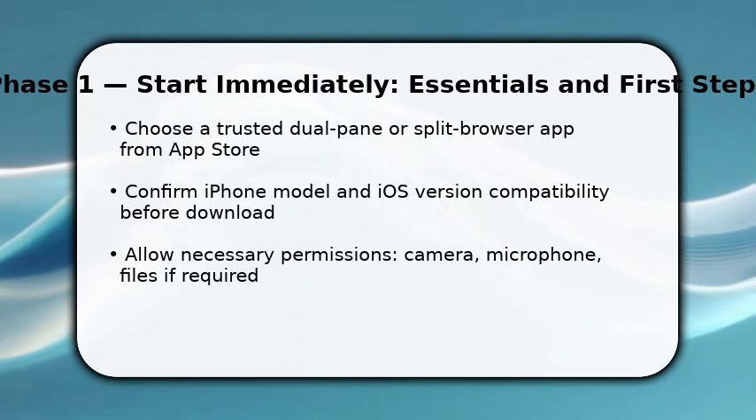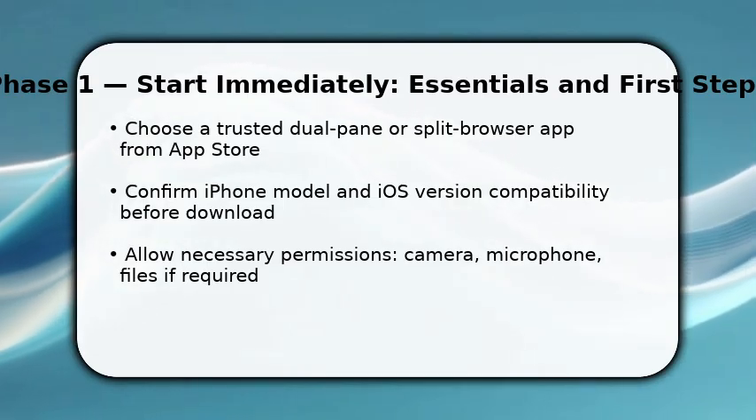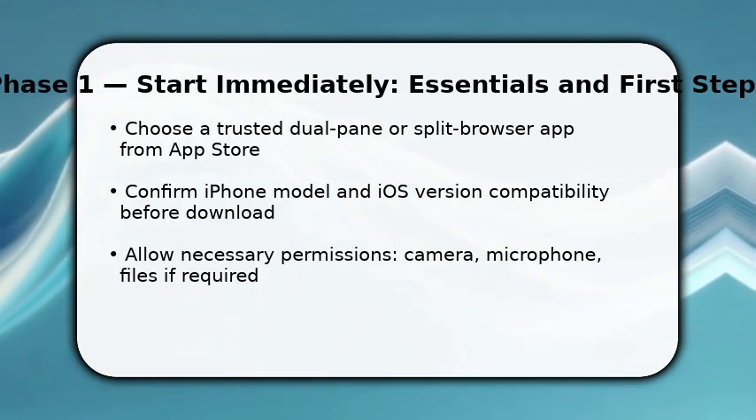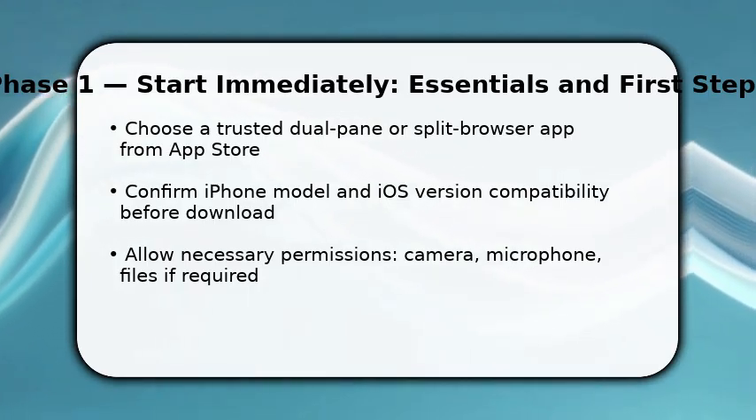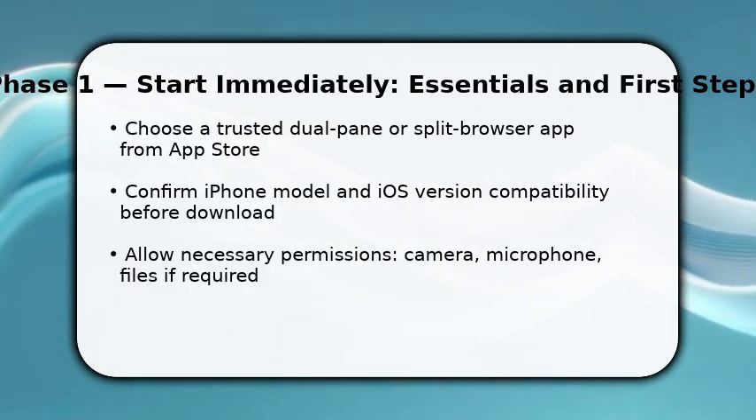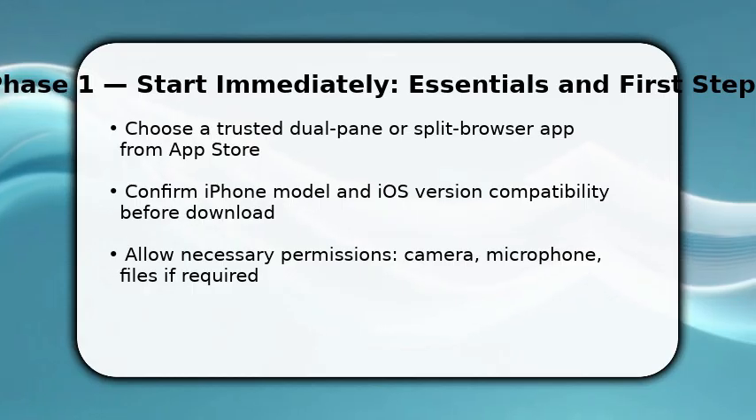Enjoy the video. You begin by getting the one reliable method, a third-party dual-pane app. Open the App Store, search for Split Browser or Dual Pane, and pick a well-rated app. Install it, then grant only the permissions it needs. Once done, launch the app and tap the new window or split icon. This creates two active panels.